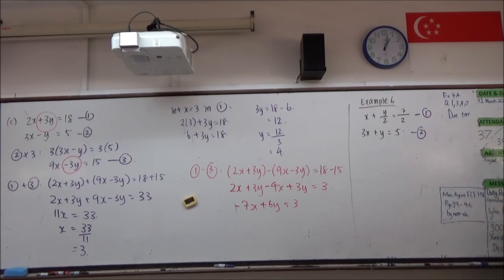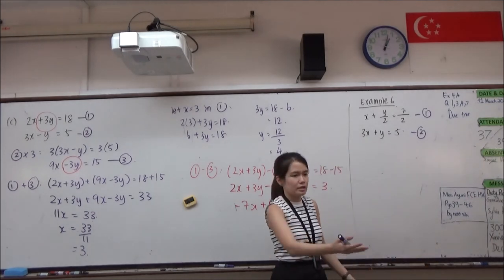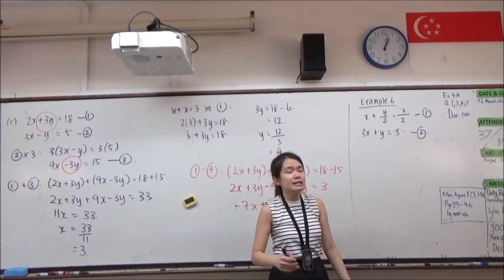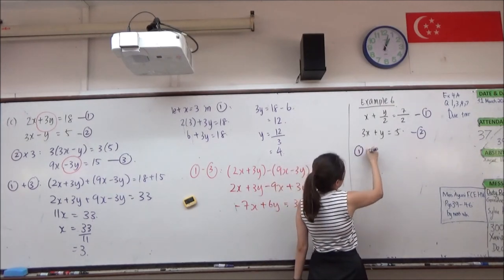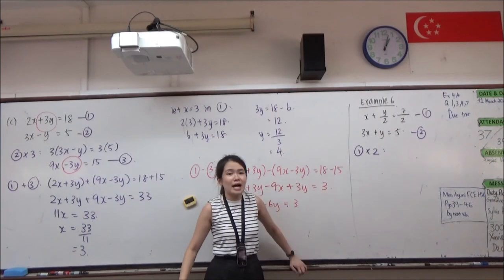Now, how many of us hate fractions? Same, I also don't like fractions. So how do I get rid of the 2 in the denominator? What special number can I multiply in order to get rid of the divide by 2? It's the whole 1 equation. Ryan is suggesting to take equation 1 times 2. Do you understand why times 2?